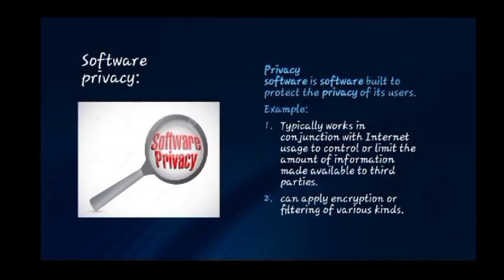How do we protect software privacy? There is a difference between piracy and privacy. Piracy is cheating and privacy is our account. Privacy software is software built to protect the privacy of its user. It typically works in conjunction with internet usage to control or limit the amount of information shared. It can apply encryption or filtering of various kinds.